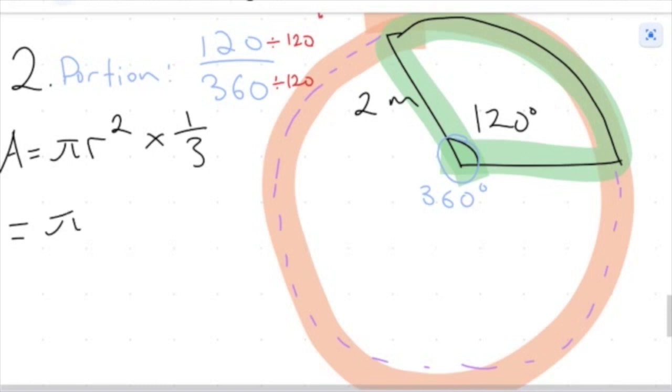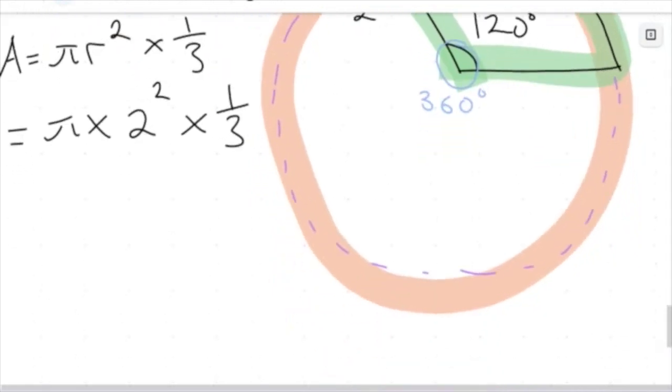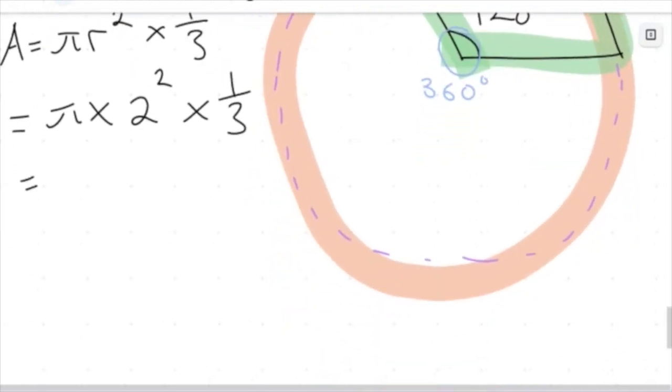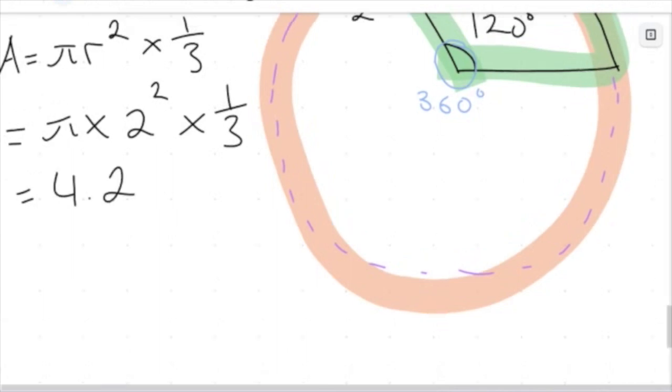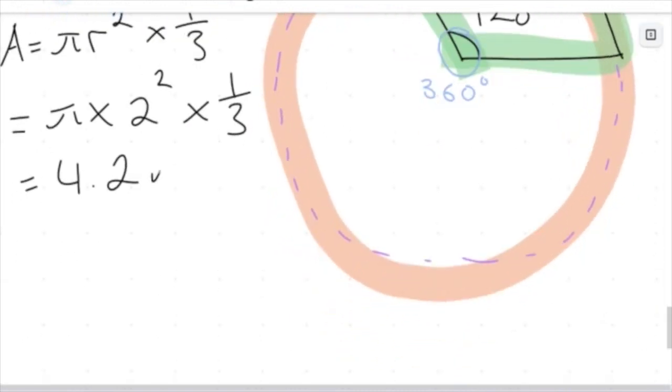So here I'm going to do pi times 2 squared, my radius squared, times a third to find the portion of the sector. And when I pop that into my calculator, pi times 2 squared times a third, that gives me, to one decimal place, 4.2 meters squared.